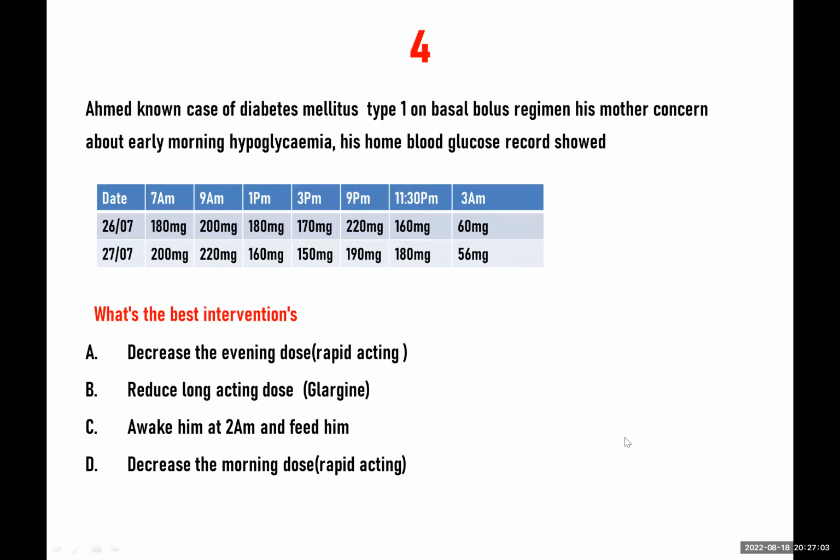The problem of this child is having hypoglycemia at early morning at 3 a.m. and hyperglycemia in the morning. What do we call this phenomenon? This is the Somogyi phenomenon. Excellent. So the action is you have to reduce your long-acting dose, that means the glargine. So you have to reduce the glargine dose.